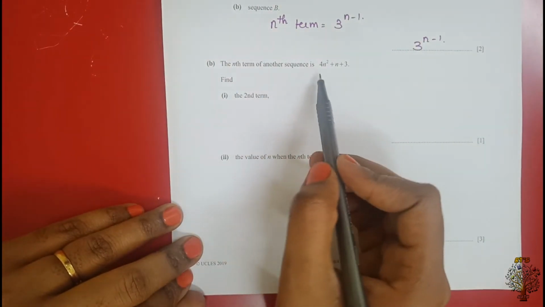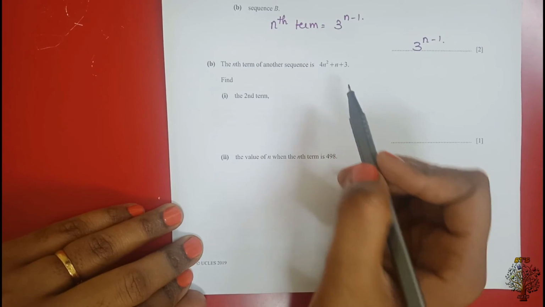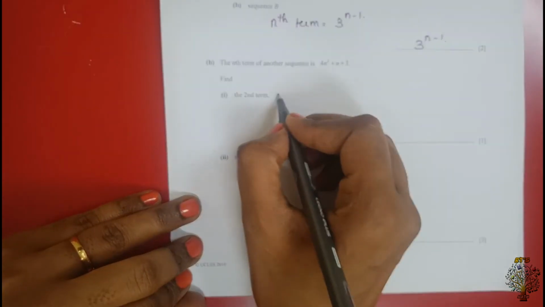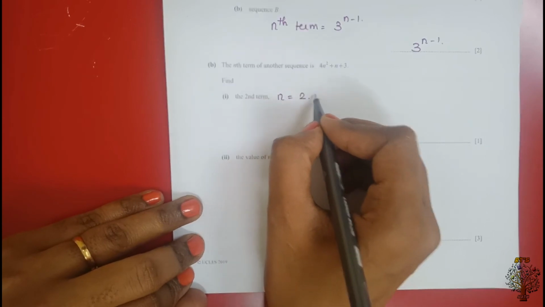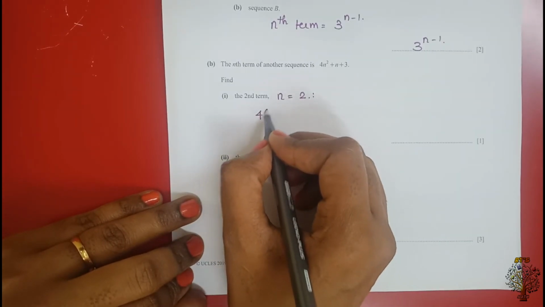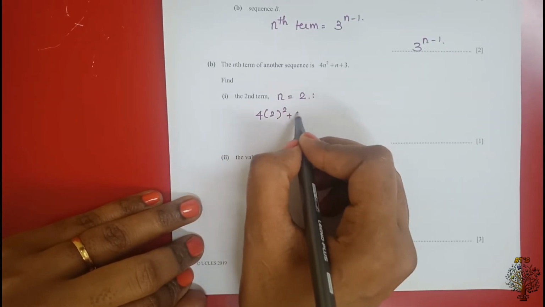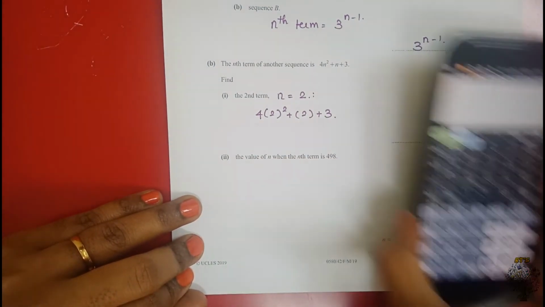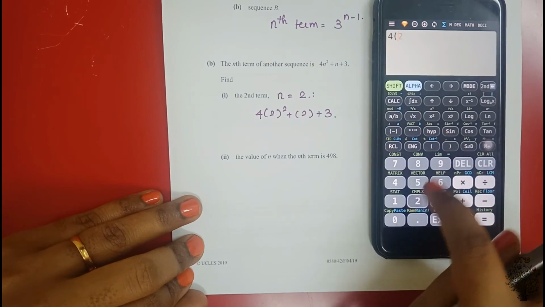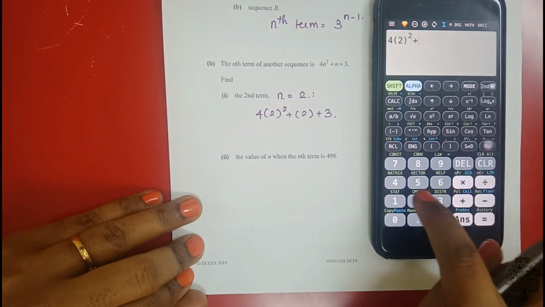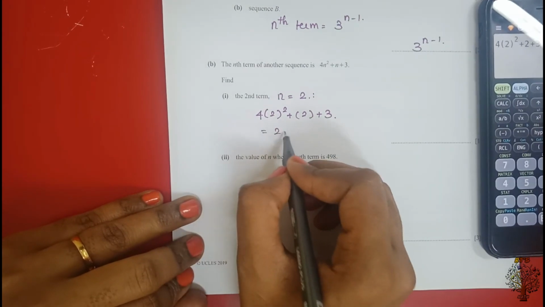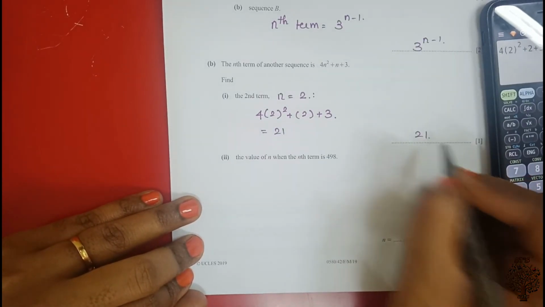Next question. We are in the next part. The nth term of another sequence. Sequence is provided. This is the nth term of the sequence. Second term. So that means n is equal to 2. Substitute 4 multiplied with 2 square plus 2 plus 3. We'll take our calculator. 4 multiplied with 2 square plus 2 plus 3. That gives us 21. So this is going to be your second term.